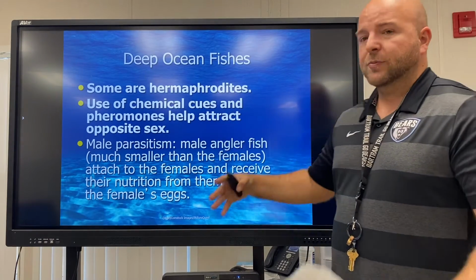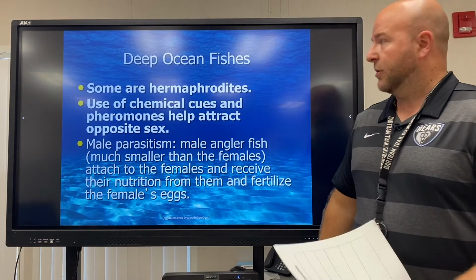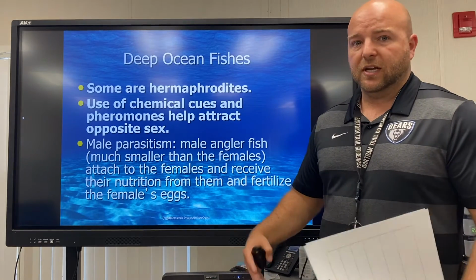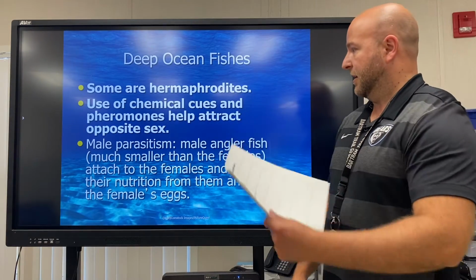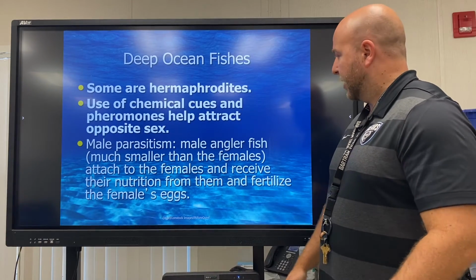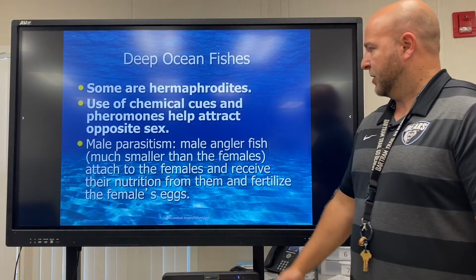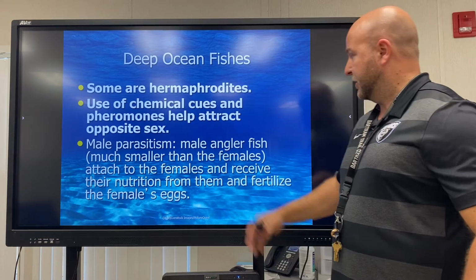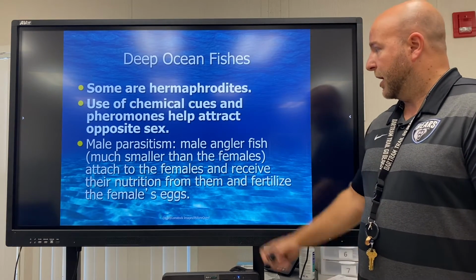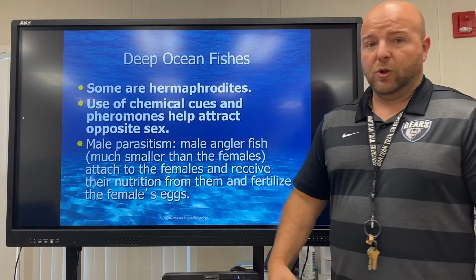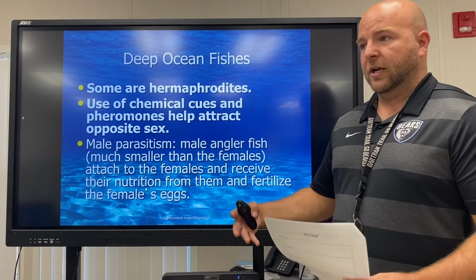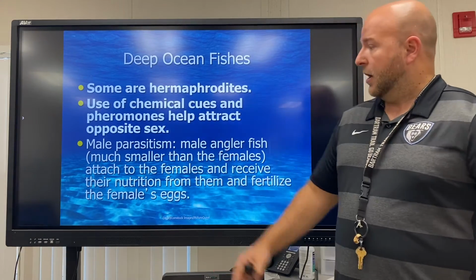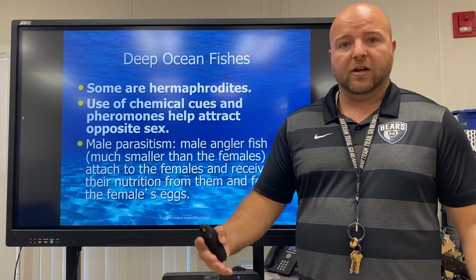Some are hermaphrodites, meaning that they can play the role of either male or female. They use chemical cues and pheromones to help attract the opposite sex, or just to attract someone, and then they determine which role each one is going to play. We do have in the deep zone some male parasitism, where the male will cling to the female. An anglerfish is an example. He's much smaller than the female, and so he'll cling to her and rely on her for food. And then she relies on him, I guess, simply in terms of egg fertilization.